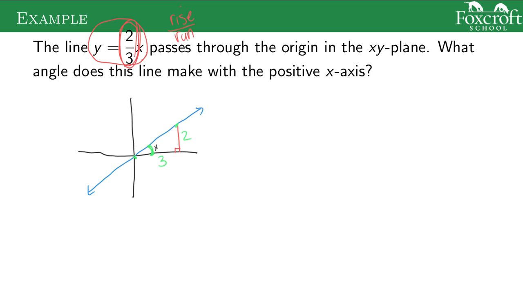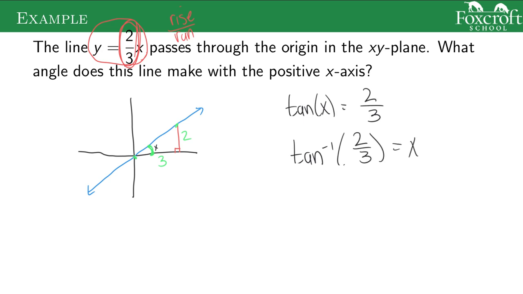I have a triangle drawn. I do tangent. Tangent comes up a lot in these problems because you don't often know the distance of a hypotenuse. It's easier to know the legs. But tangent is opposite 2 over adjacent 3. Switch to the inverse function and type that into a calculator. So arctangent of 2 divided by 3, 33.69 degrees. So that is the angle that that line would make with the positive x-axis.